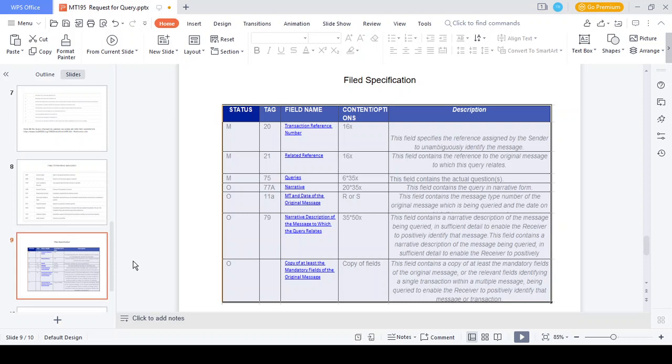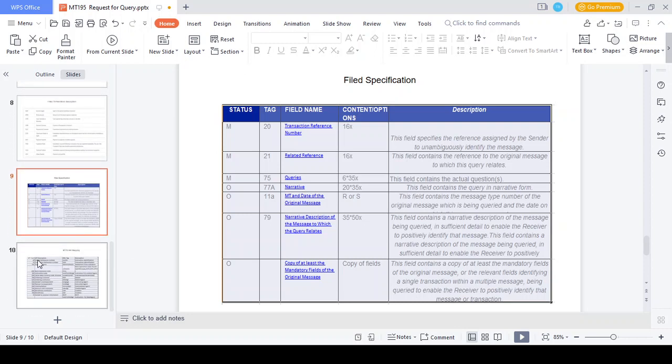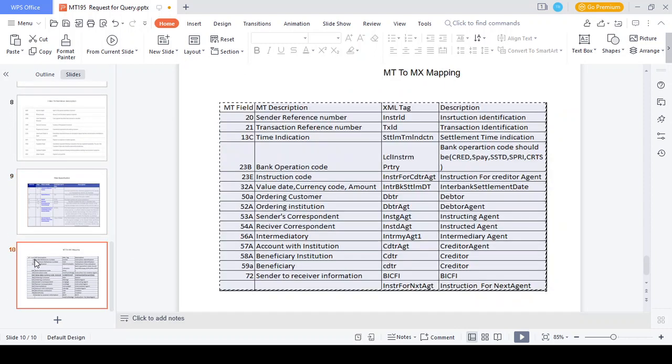Next, we will look at the slide on the MT2MS information. 20 sender reference number we get as instruction ID. 21 transaction number we get as transaction ID. 13C time indication we get as settlement time indication. 23B bank operation code we get as instruction party code, and 23 instruction code we get as instruction for creditor agent. 32A validated currency code we get as interbank settlement date. 15A ordering customer is debtor. 52A ordering institution is debtor agent.